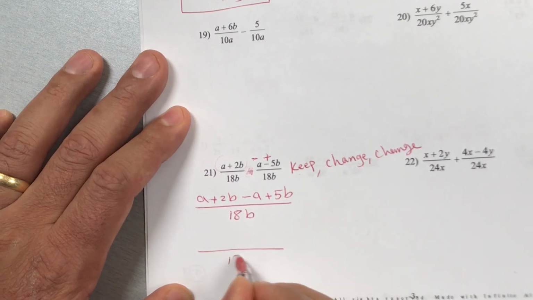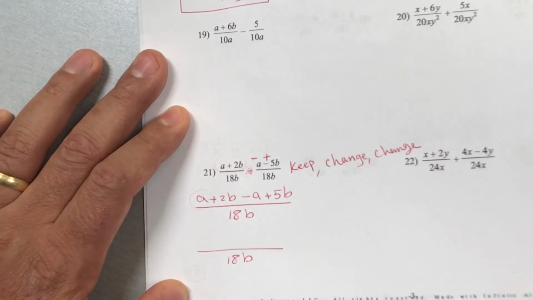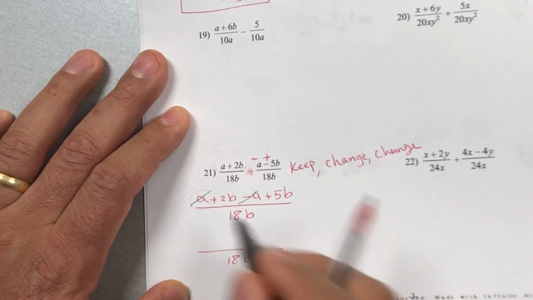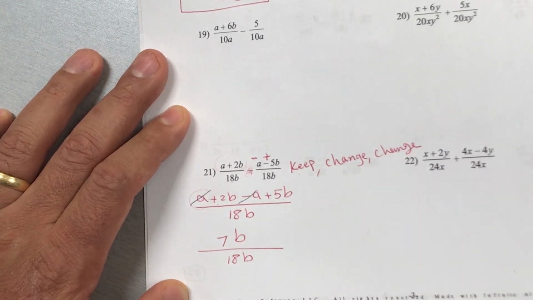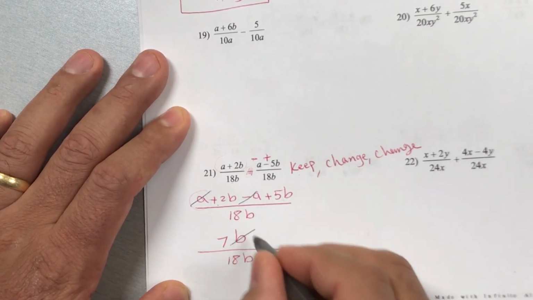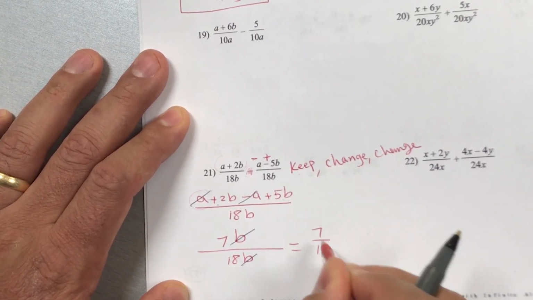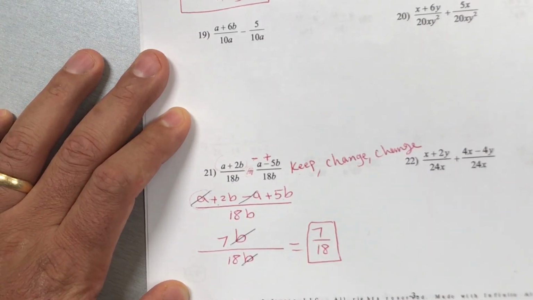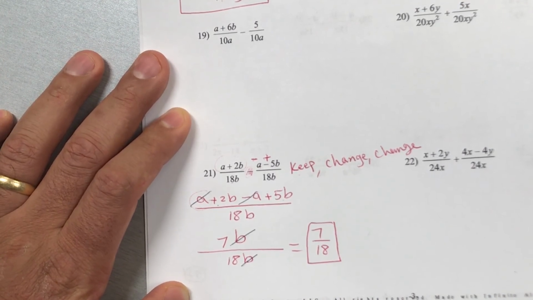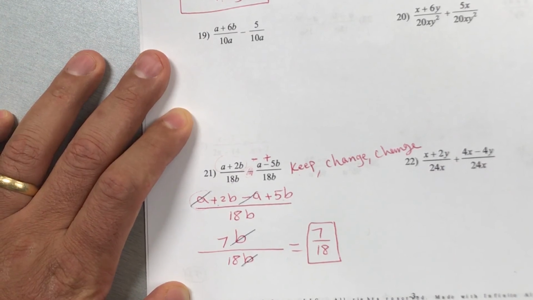And that's it. Let's combine like terms. 18b on the bottom. a minus a is equal to 0. They cancel each other. 2b plus 5b is 7b. Can we cancel anything? Yes, the b goes with the b, so the final answer is 7 over 18. We can't simplify this more than that. So this is the simplest form. That's it. That is going to be the lesson for the day.